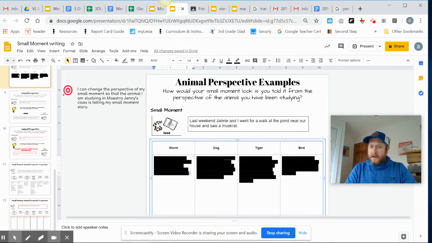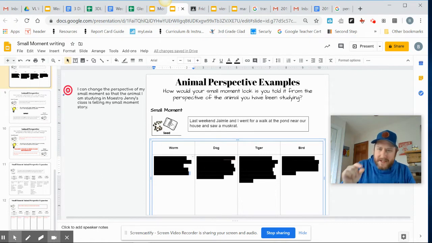Do you see? Because a worm doesn't have any feet to walk, we're not going to use that language. We have to change it because we're pretending the worm is doing this activity now. So if we're slithering around the pond, and if you're a worm and you see a muskrat, does a worm know that that's what it's called, or is that just a furry animal by the water? Okay, so the worms are wiggling and slithering around the pond, and they see a furry animal near the water.